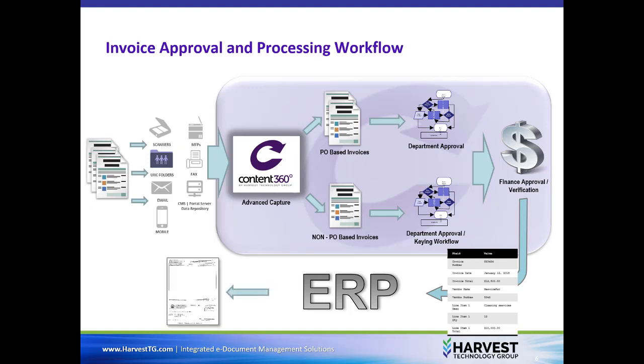And once the check is cut, a non-negotiable copy will automatically be imported into Content360, where it will be related to the rest of the documents in the AP transaction. At each step of the process, Content360 notes who performed which steps, and users can be notified or reminded when action is required, which eliminates a lot of the back and forth communication between accounts payable and orderers or approvers.